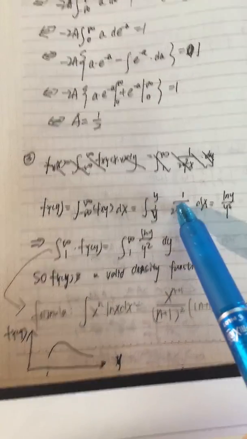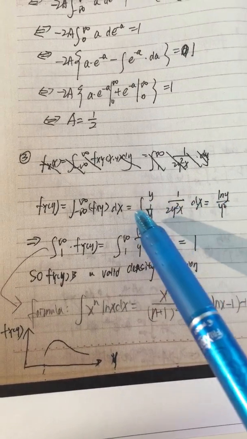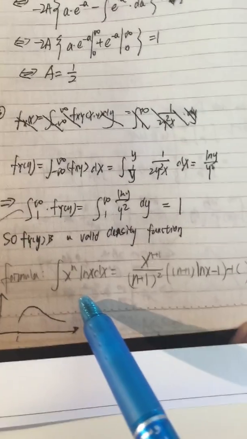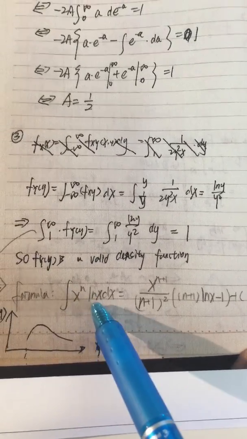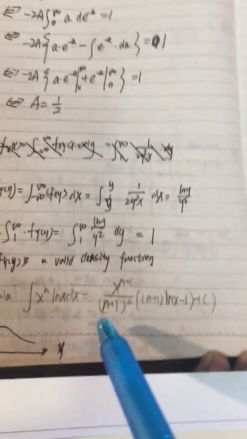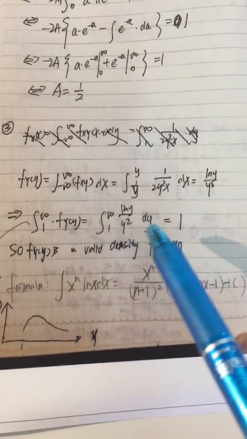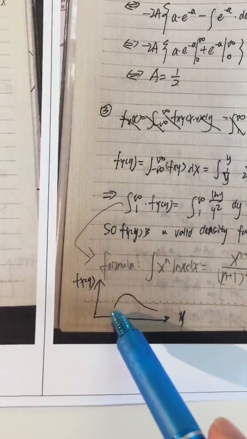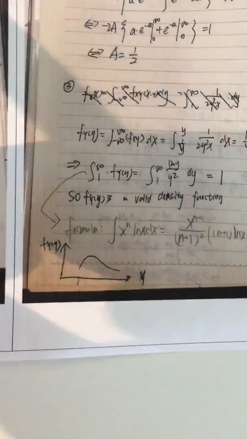For this part, we are using the formula that the integral of x to the n multiplied by log x is equal to this. Actually this is a hard integration, so we need to use a formula. So this is the plot for the density function of y.